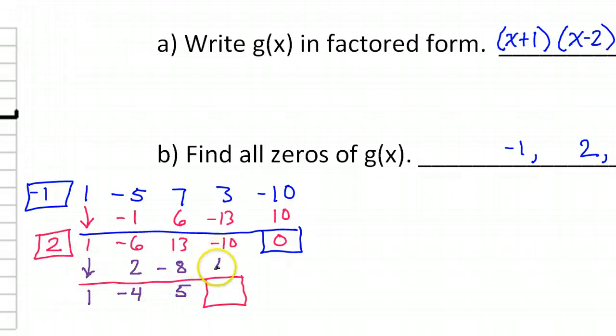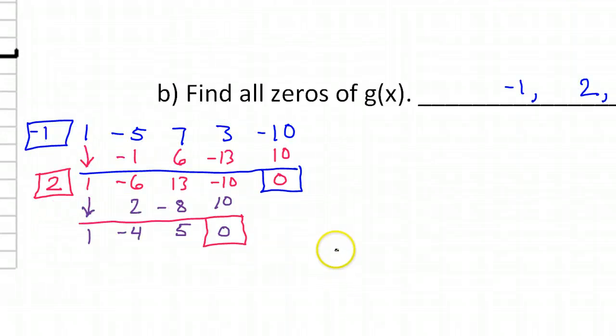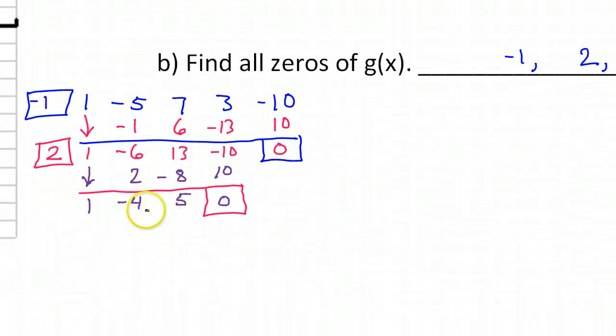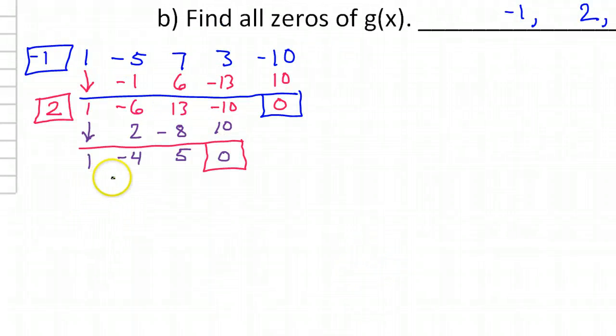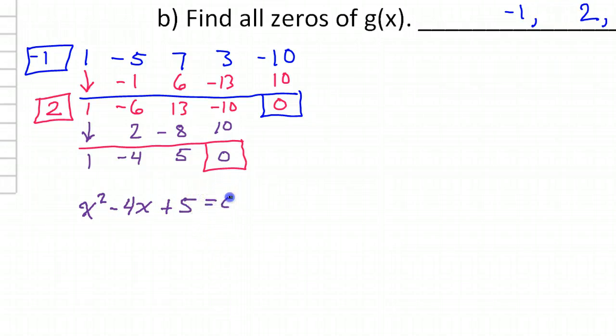5 times 2 is 10, which makes 0. Okay, and that brings us down to 3 terms, which is just what we need to either factor or use the quadratic formula. So putting the variables back in, this is x squared minus 4x plus 5. Okay, and we need to solve this equation.